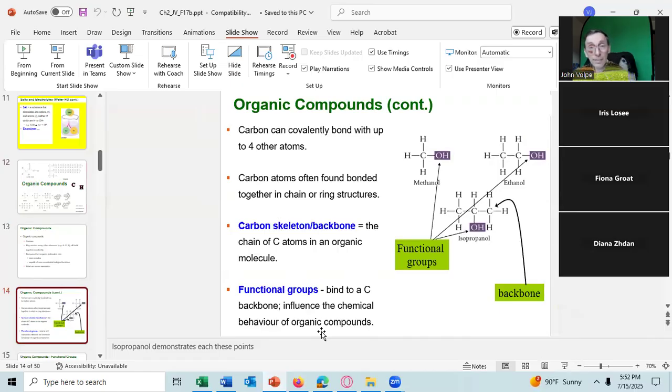Organic chemical compounds tend to be bound with carbon. Carbon is important because carbon can bind to four other atoms. Like in this organic compound, methanol, we have a central carbon binding 4 other atoms. Carbon can be found bonded together in a chain or a ring structure. Like here, this is a chain. The carbons holding the molecule together.